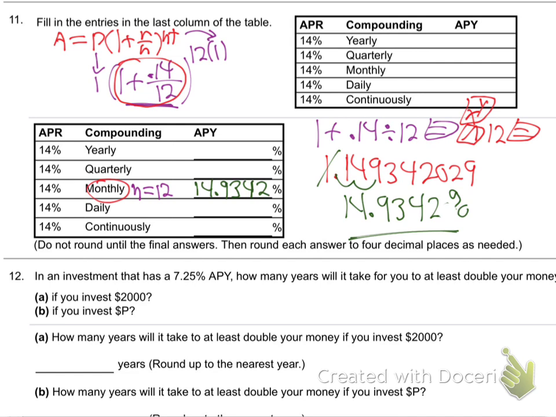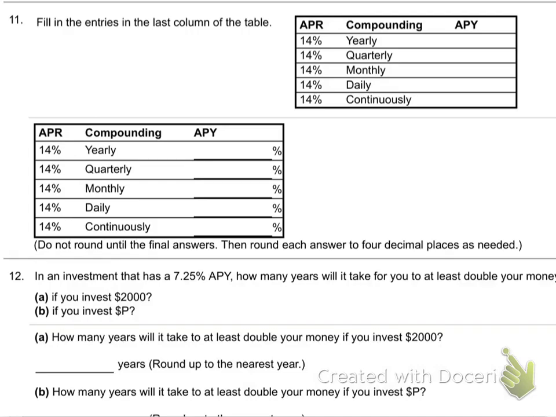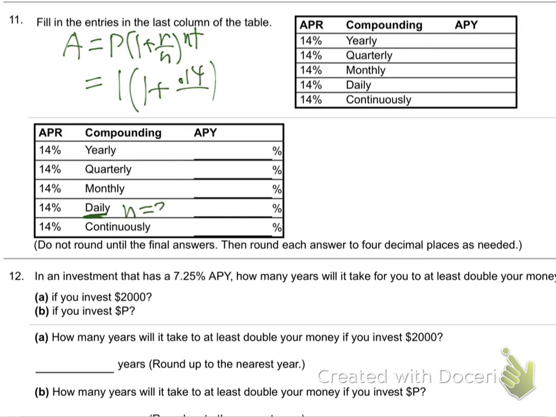So we do 365. Yeah, daily's 365. We're assuming no leap year. Let's do daily. So I'm going to do the same thing. A equals P times (1 plus r over n) to the nt. So the principal investment, again, $1. Interest rate, 0.14. Number of compoundings for daily: if you say I do something daily, then you do it 365 times a year. So n is 365, and t is 1 year.